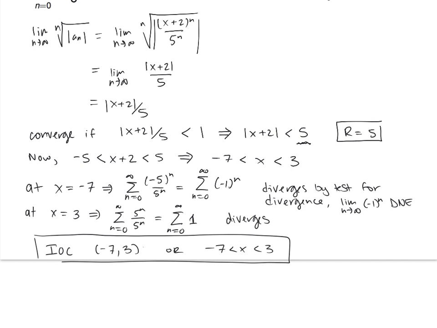So is it 1 to the n? It's 1 to the n, but 1 to the n is just 1. Does that make sense? Because 1 to any power is still 1. I just got lazy and left it off.